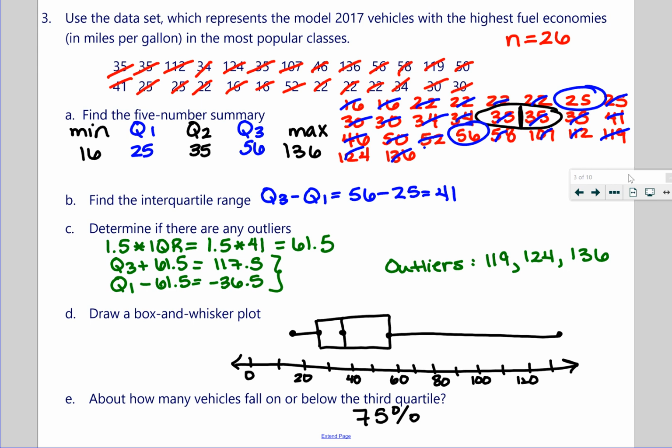So the 7th one in either direction gives me my first quartile and my third quartile. So that's 25 and 56. And then again, the min and the max are the lower and the upper number that we see in that list. Okay, that's our 5-number summary. From there, the interquartile range is Q3 minus Q1.